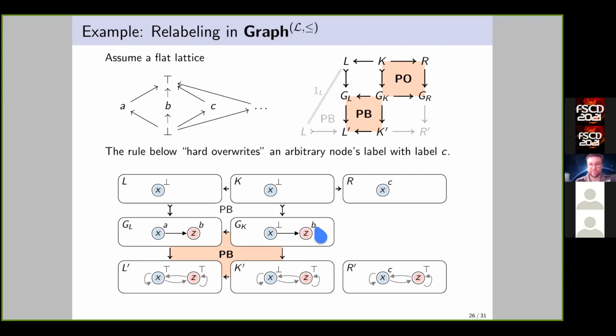Now, if we compute this push out, then we get the supremum of the labels. So this node is mapped on this node with C here, and it's mapped on this node with bottom here. The supremum of bottom and C will give us C. And this part here is just glued in by the push out. So we have replaced the node with an arbitrary label by a node with label C.